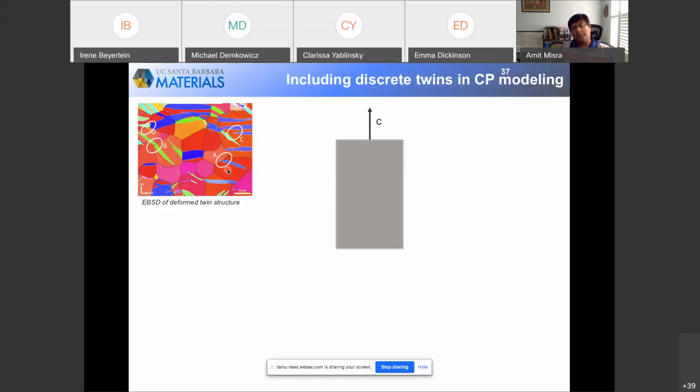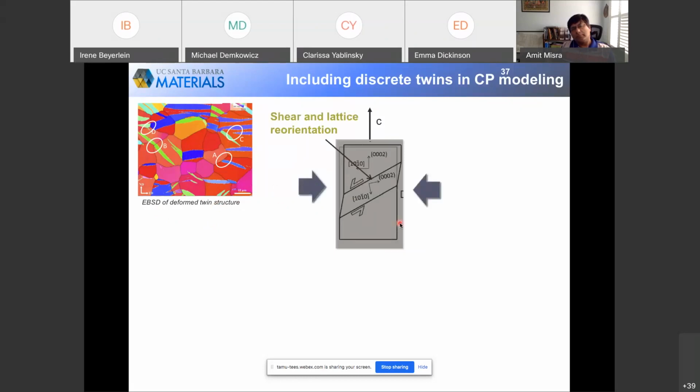review one point: let's say you have a microscopic image such as this one, where you see many twins, you see the shapes, you see the volume that they take up, but you don't see how much shear they're actually providing. And so with this cartoon, I wanted to show, say that you have a single crystal of an HCP material. This is the C-axis.